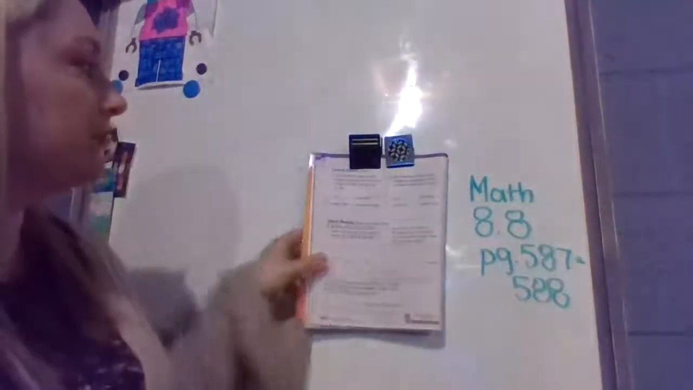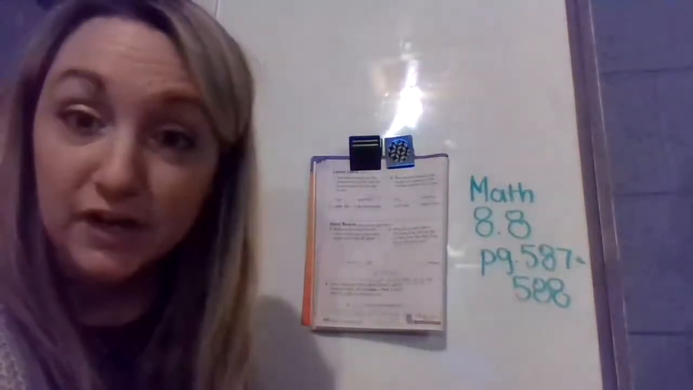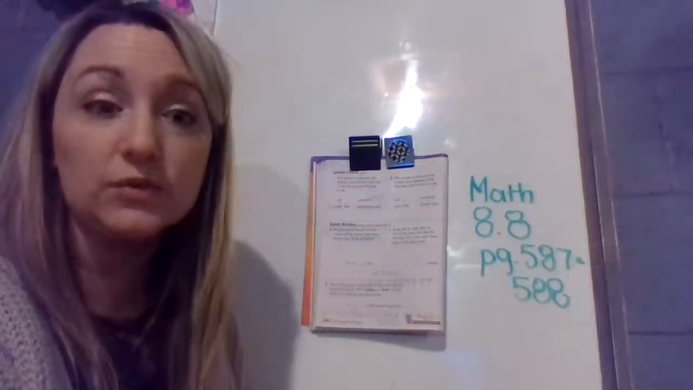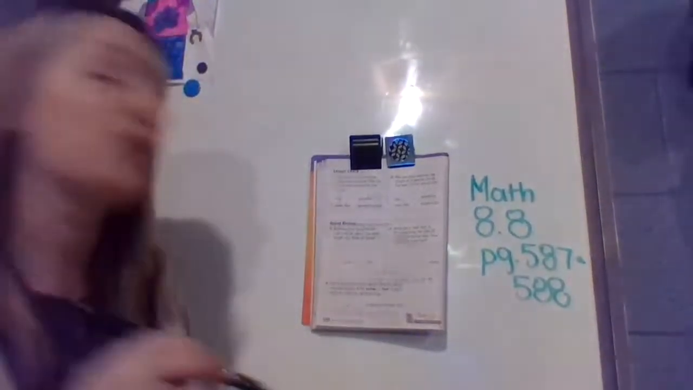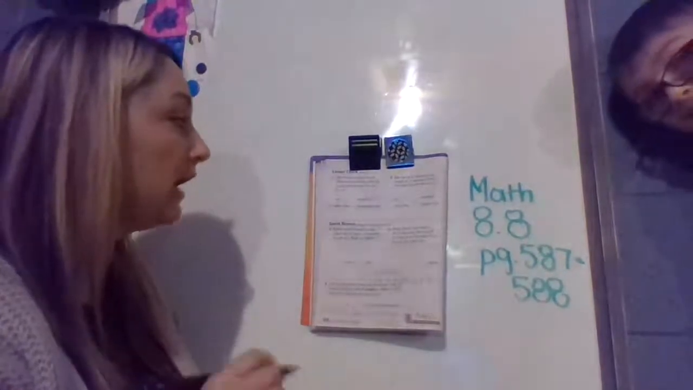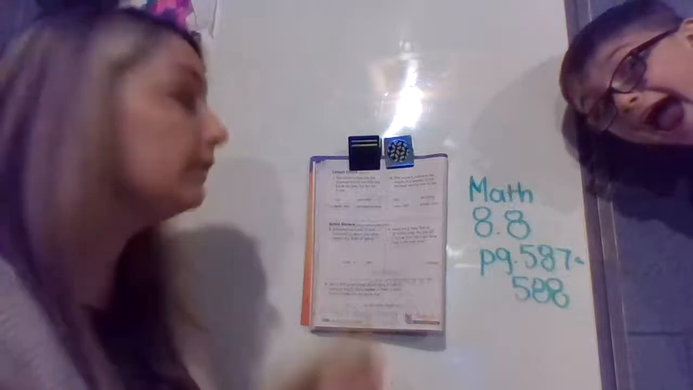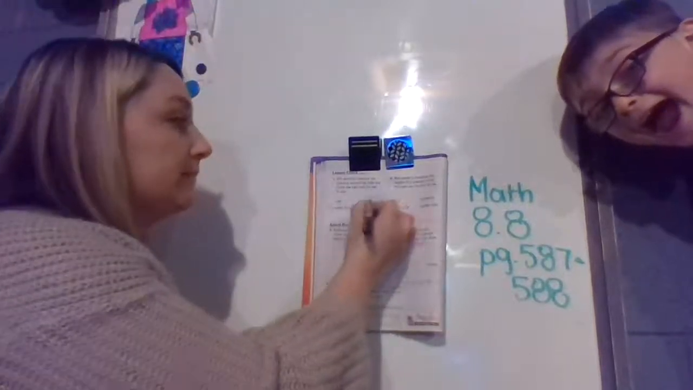Kim wants to measure the distance around her bike tire. So it's a round object. Which measuring tool are we going to use to measure a round object? A cup, a yardstick, color tiles, or measuring tape? Very good. We would use measuring tape.